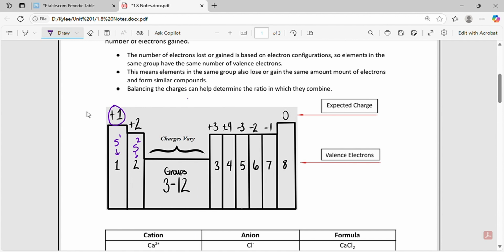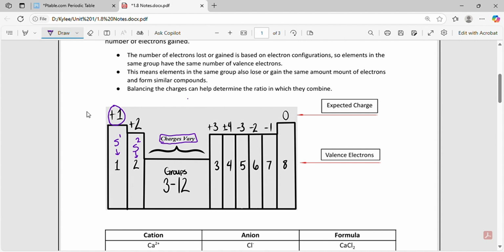We skip over the transition metals because, a little note here, the transition metals, their charges can vary. Sometimes they can be +1, sometimes they can be +2. It really depends on the situation. And we can look at some examples of those as we move forward in this class. But for right now, for this lesson, we just are going to say that the charges vary.